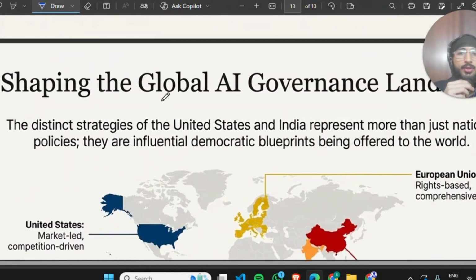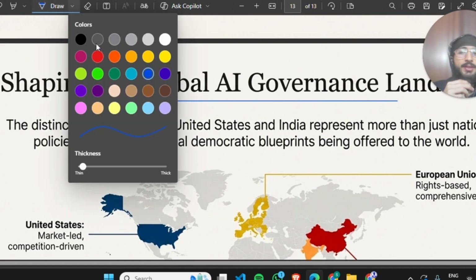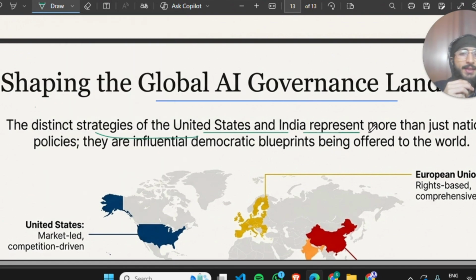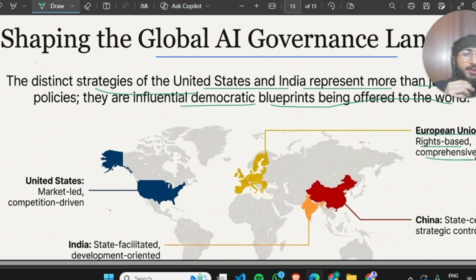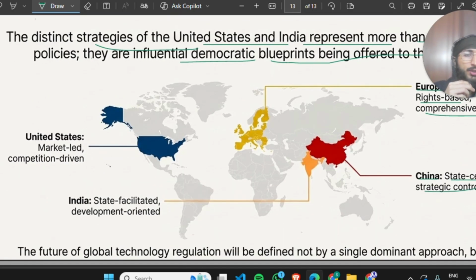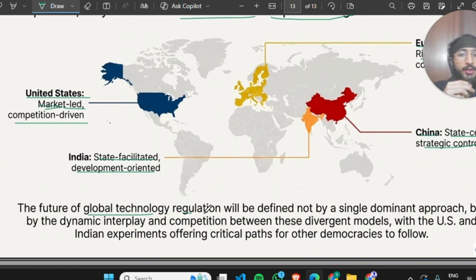Right. And now finally, shaping the global AI governance landscape. The distinct strategies of the United States and India represent more than just national policies. They are influential democratic blueprints being offered to the world. For the European Union, it's rights-based comprehensive regulation. For China, state-centric strategic control. For India, it is state-facilitated, development-oriented AI systems. For the United States, growth in AI is basically market-led and competition-driven. The future of global technology regulation will be defined not by a single dominant approach, but by the dynamic interplay and competition between these divergent models, with the US and Indian experiments offering critical paths for other democracies to follow.